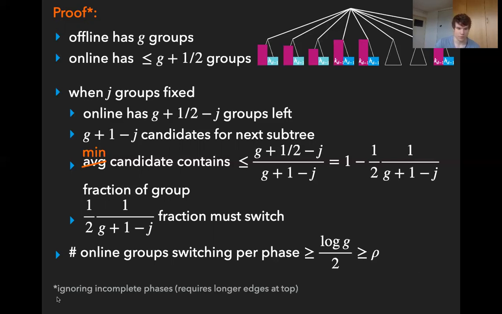And let me reveal why I had this asterisk. The reason is that we have to be a bit careful here when phases are incomplete. To make this work also when phases are incomplete, we just need to choose these edges at the top much longer than the edges below. And that can be made to work. And that is basically the proof of this lemma.